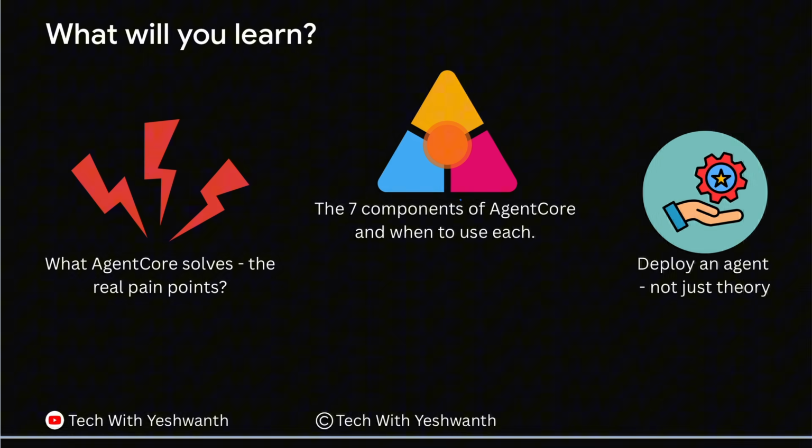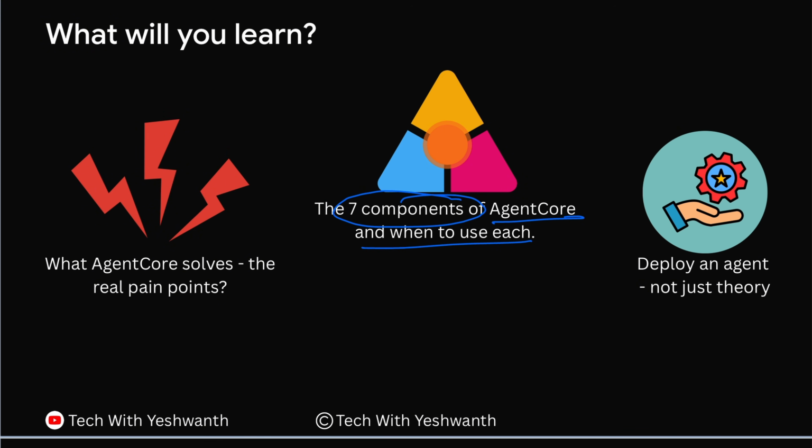So today we are going to tackle the same problem, the real pain points of that transition. We will break down the 7 components of AgentCore and when to use each one of them. So we are going to learn those. Make sure to stick around until the end of this playlist because we aren't just looking at the slides, we're actually going to build and deploy agents together.